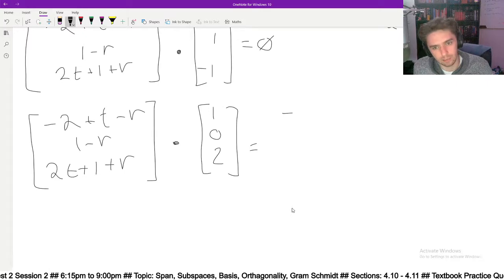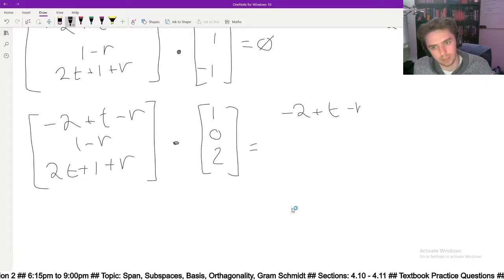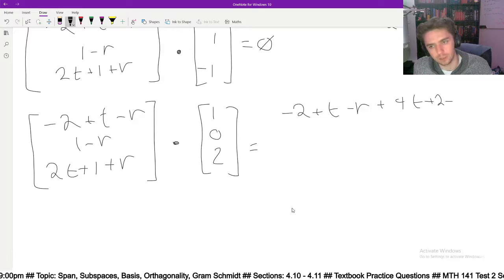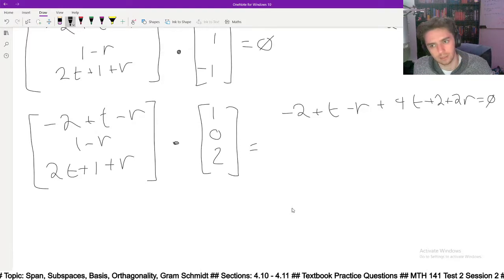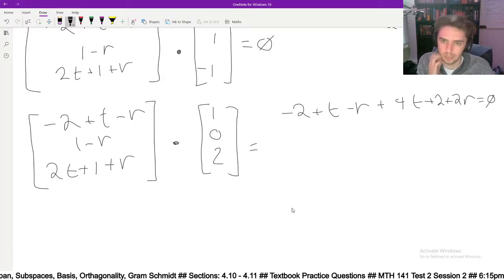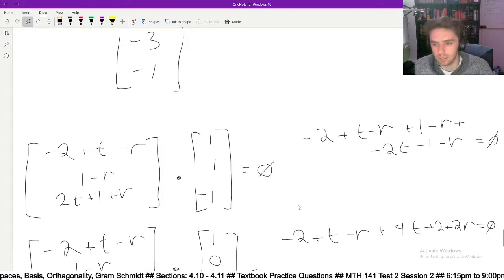Then this one is going to be minus 2 plus t minus r plus 4t plus 2 plus 2r, and that's going to be equal to 0 as well. Okay, let's collect some like terms. Maybe I'll collect like terms up here.